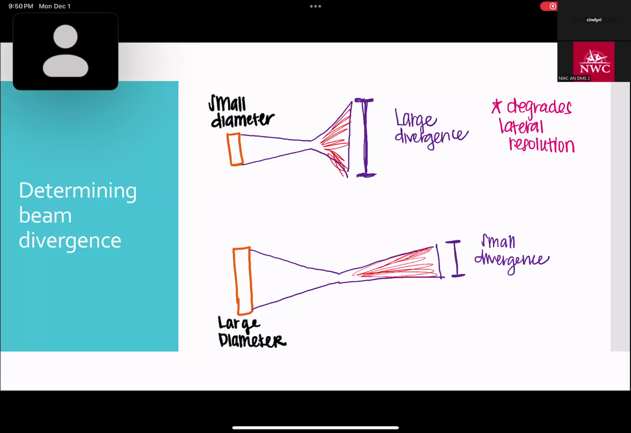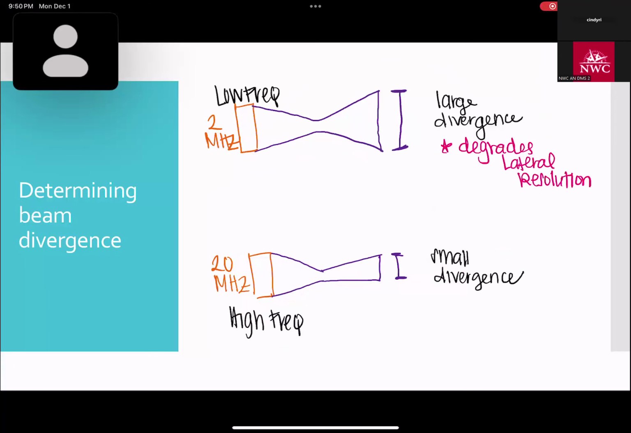And then also, we have to remember that anytime the sound wave is getting wider, it is going to degrade lateral resolution. So you might get questions on divergence and its association to transducer diameter. And then also any of those resolution questions, you've got to be ready for them because there's a lot of them on the test. Here's an example of how frequency affects divergence.